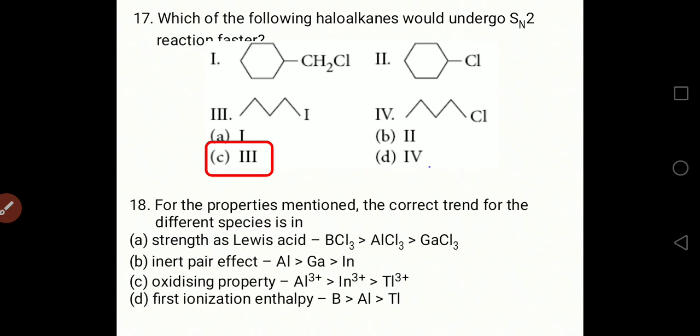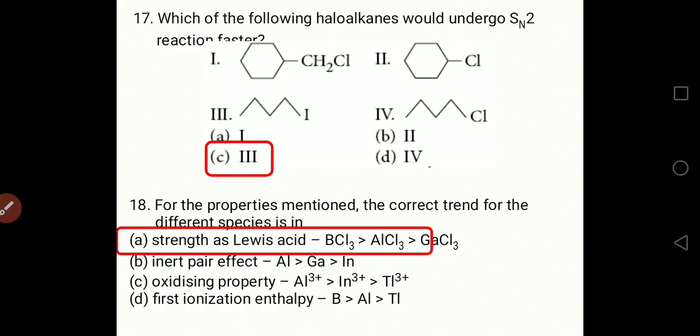For the properties mentioned, the correct trend they are asking: the strength of Lewis acid BCl3 is more than AlCl3 more than GaCl3, correct? Yes, definitely it is correct, because BCl3 is having more, so the answer is A. But inert pair effect, if you say indium is more, down the group inert pair effect increases, hence it is wrong.